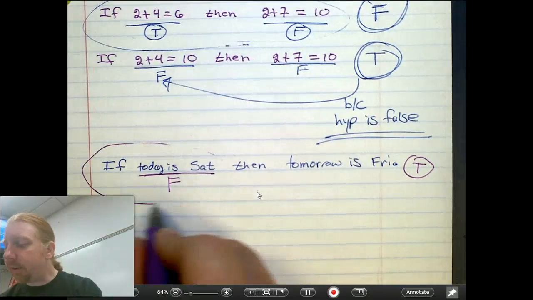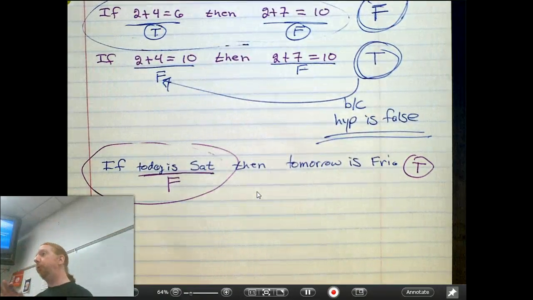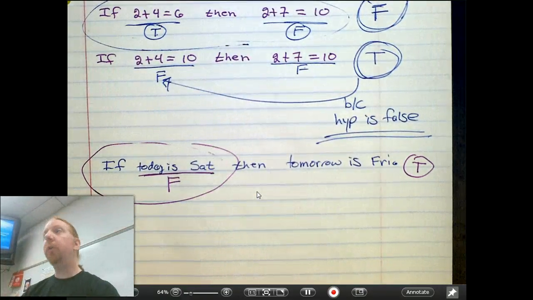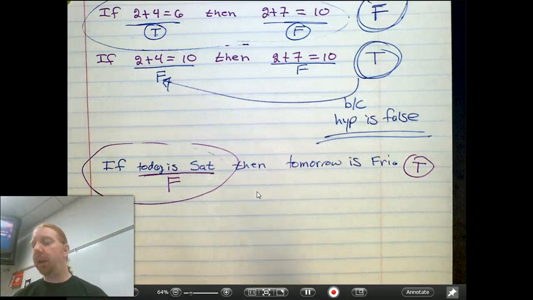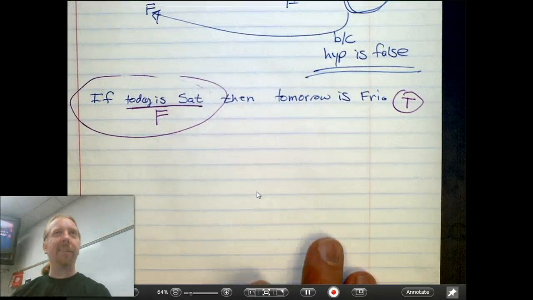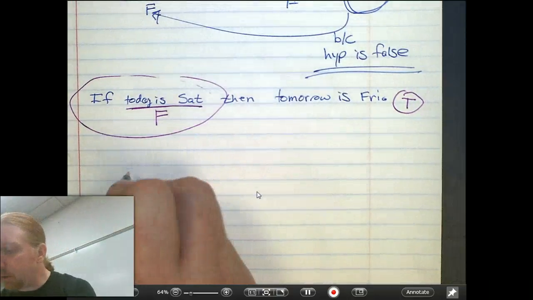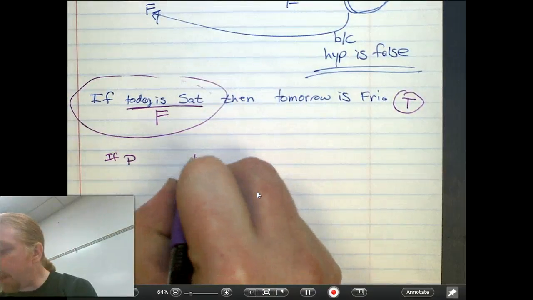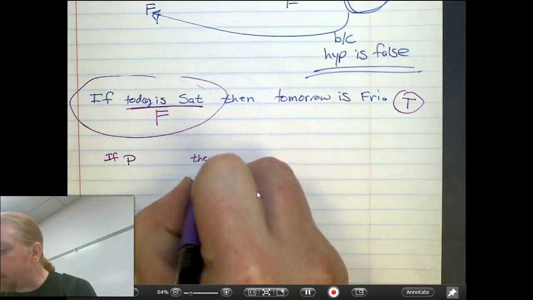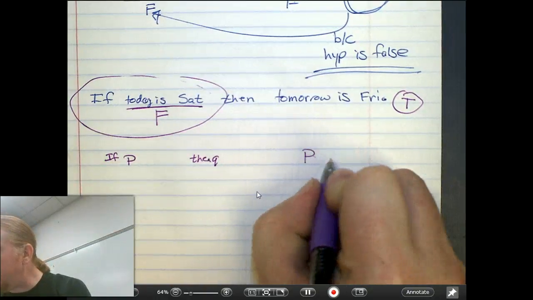Whenever the if part is false, the whole conditional statement is called true. That's the rule. I'm going to give you guys a little bit of a chart to look at to help with this. P, which is the if part, then Q, which is the then part, and then if P, then Q.